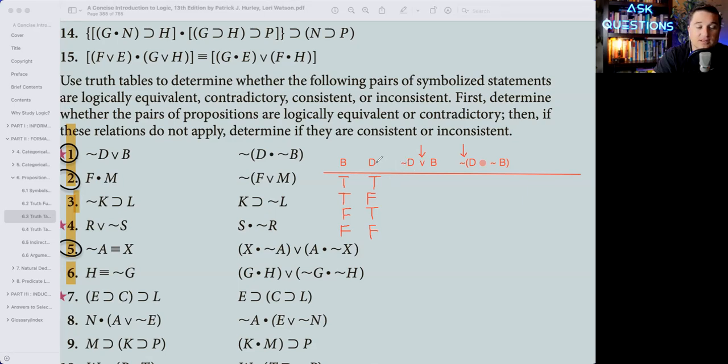If D is true, false, then not D is just going to be the opposite, right? Now, I'm kind of skipping over that step. I could directly under D put TF, but once you start doing these, you can start to realize that you can do things much more quickly. So FT. And then B, we've done B, so we can just copy this over. TTFF.